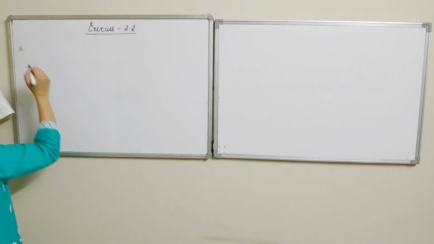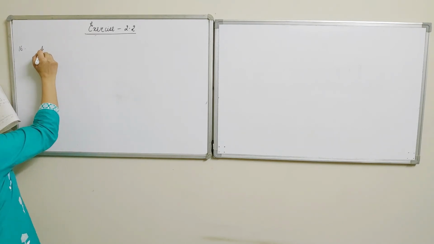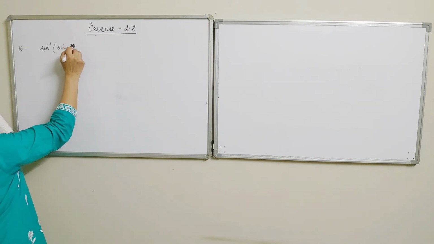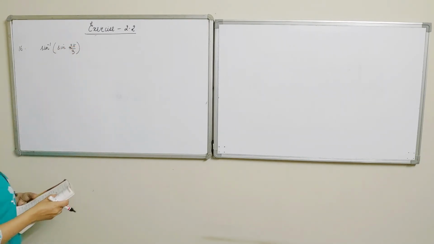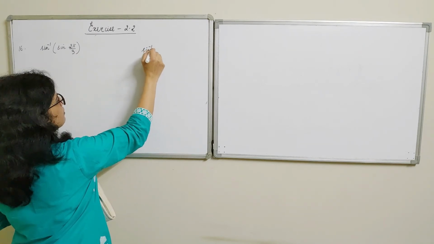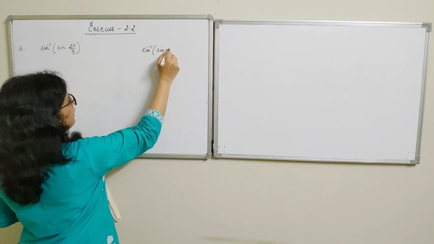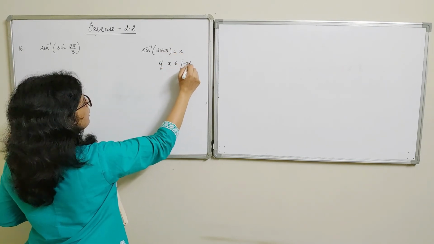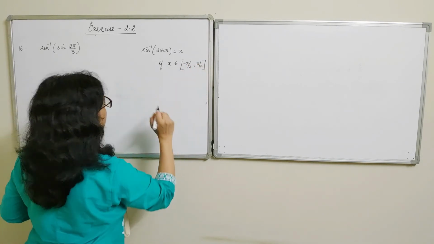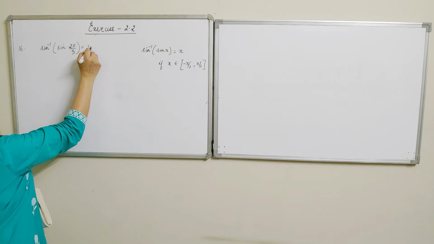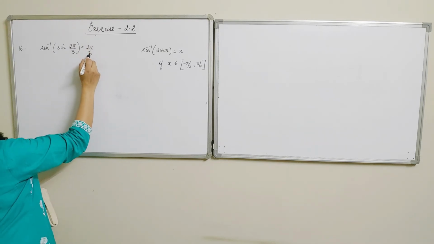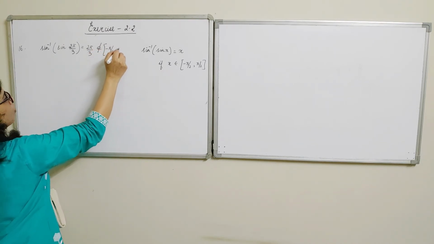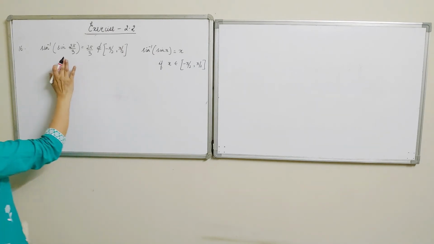So next we have a few 1 mark questions. Find the value of sine inverse sine 2 pi by 3. Now we have done one result which tells us that sine inverse sine x will be equal to x if x belongs to the principal branch of the sine inverse function. So here 2 pi by 3 is basically 120 degrees, and 120 degrees does not belong to the principal branch. So how do we simplify this?